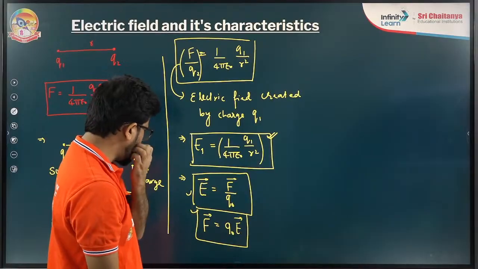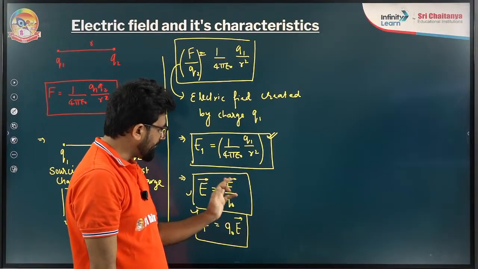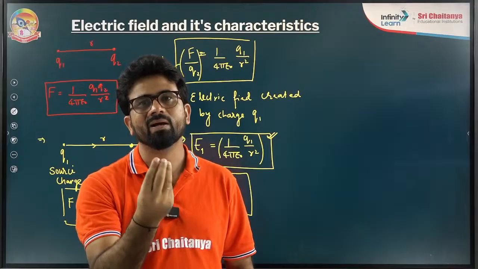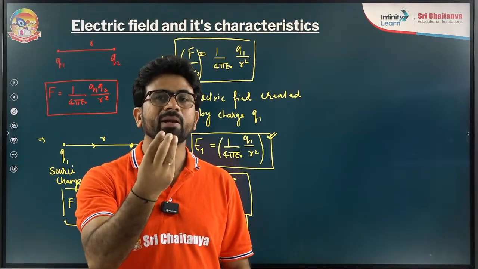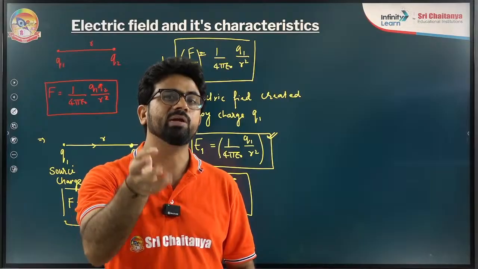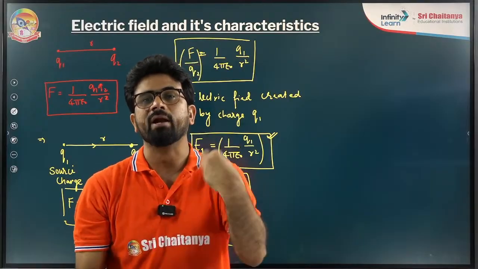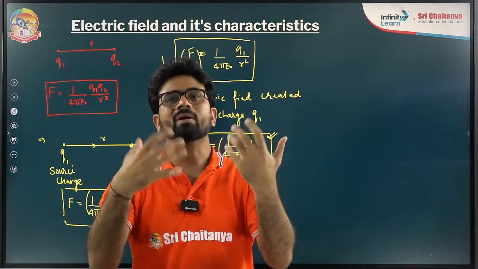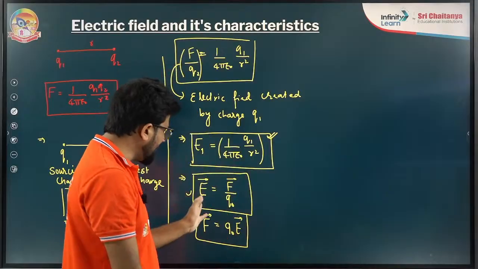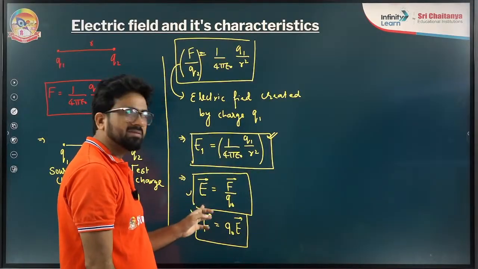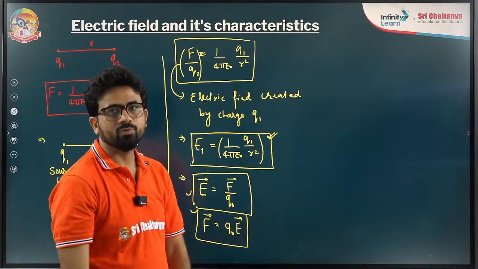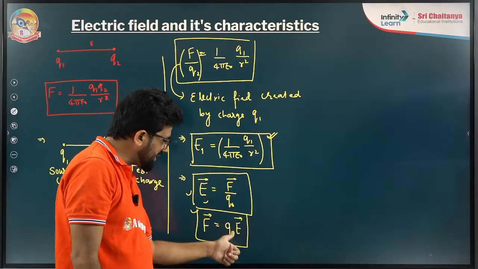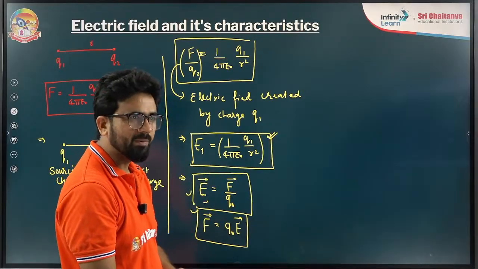The second equation: the field is equal to F by Q0. That means if one charge particle Q is there, and on that charge we see a 10 Newton force, 20 Newton force, some force F acting, we know the force and the charge but we don't know the field. Now I want to calculate the field, so we can understand how much field is created by any source. This field calculation is done by this equation, and if we know the field, we can calculate the force. These are two simple equations.